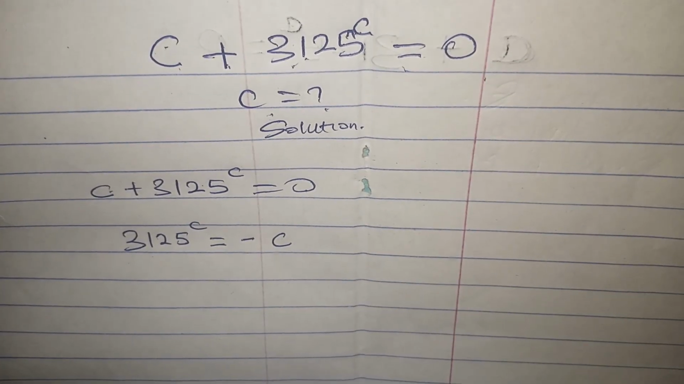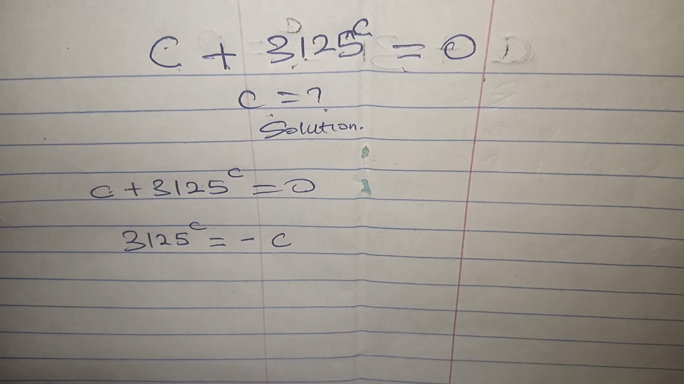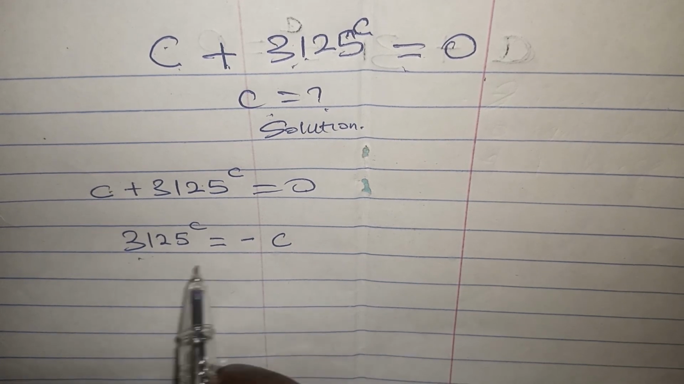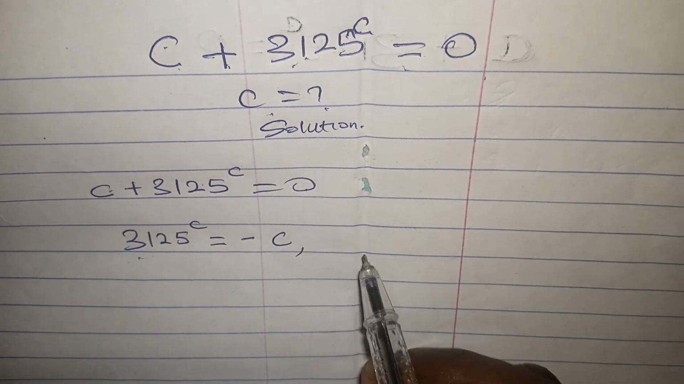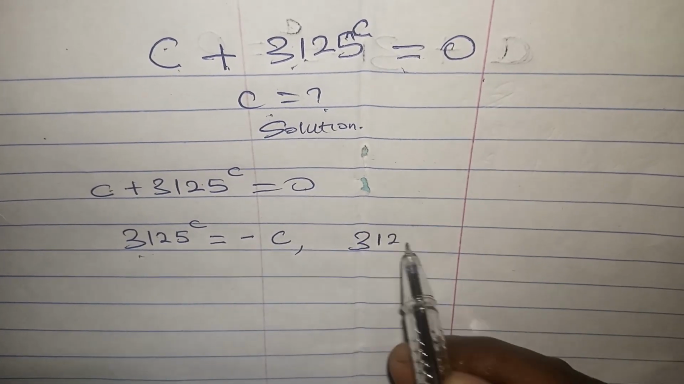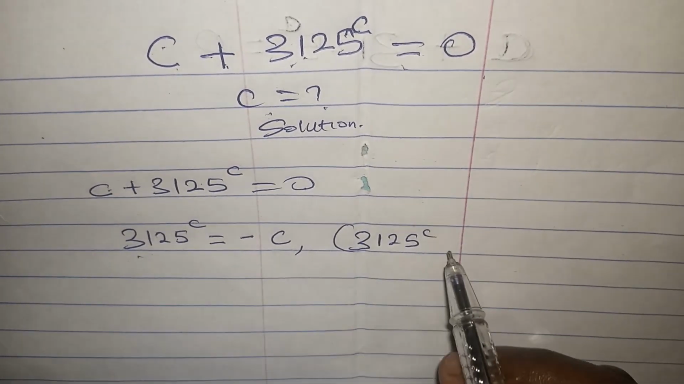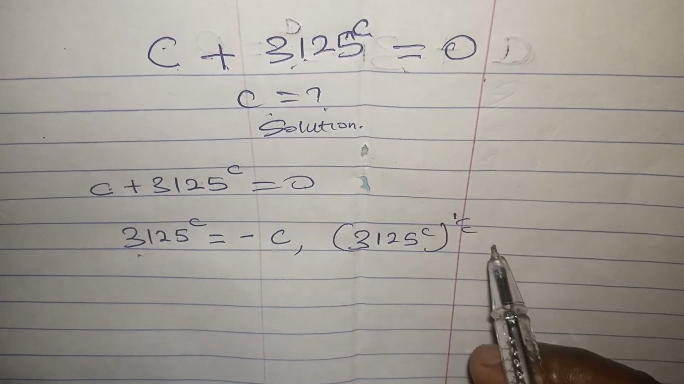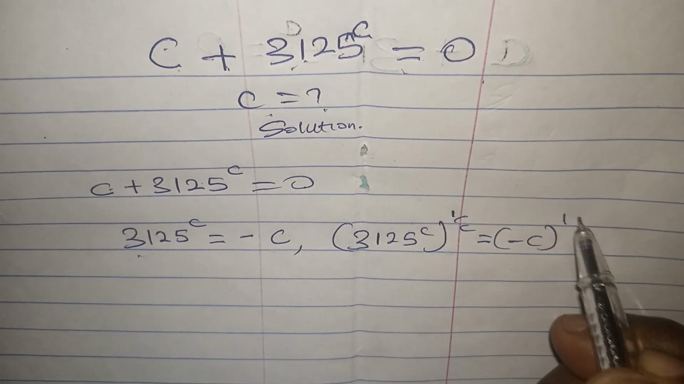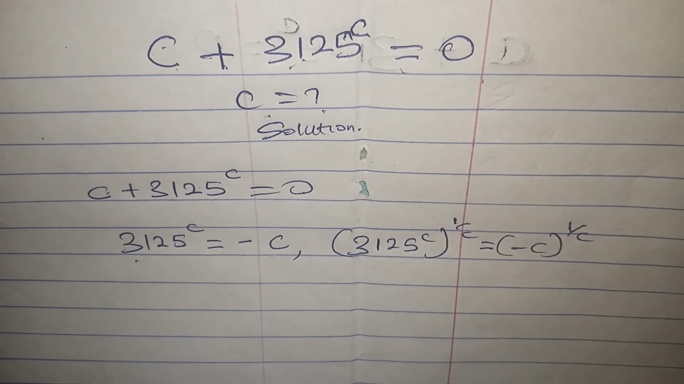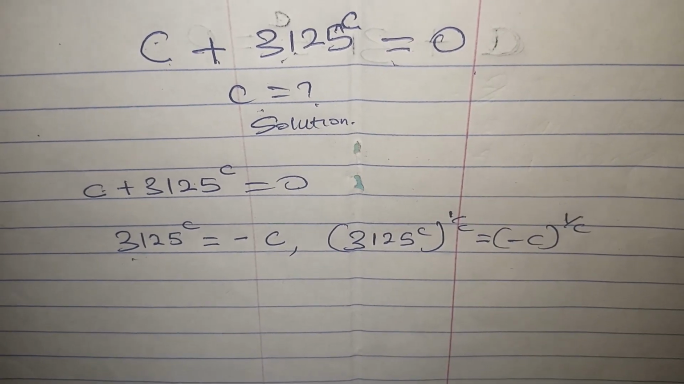Okay, having done this, what are we going to do? We are going to raise both sides of the equation to the power of 1 over c. So if we do that, we are going to have 3125 to the power of c, all to the power of 1 over c, is equals to minus c, all to the power of 1 over c.